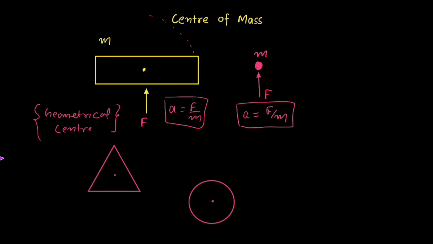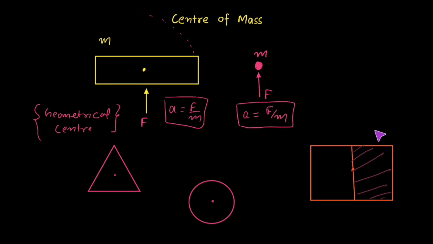Now consider a case where the density is not uniform. Suppose this is a rectangle, and if the density of this rectangle is uniform, then its geometrical center would be the center of mass of this rectangle. But suppose half of this rectangle is made up of heavier matter. So this part is heavier, and the rest half is made up of lighter material. Then for such an object where the density is not uniform, the geometrical center would not be the center of mass. In this case, the center of mass would be shifted towards the heavier part. So we cannot find the center of mass of such an object easily.